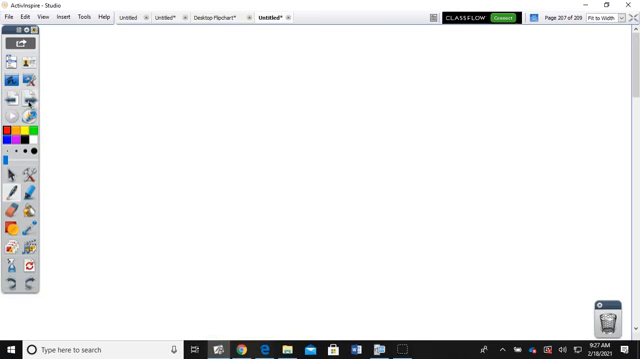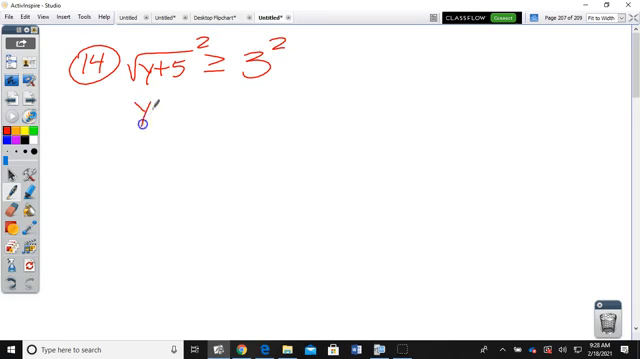All right, 14, we got pretty much the same thing, except they threw an inequality at us. However, that actually makes this one quicker and simpler. What do we do to both sides? Square both sides. Don't have to move anything on this one. Y plus 5 is greater than or equal to 9. Subtract 5. Y is greater than or equal to 4.